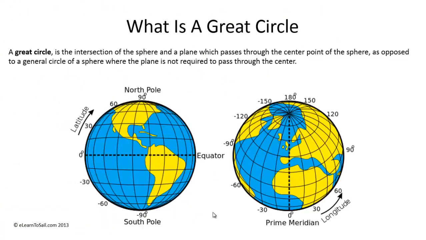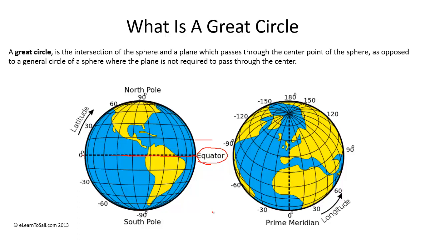So now we're going to get back to some definitions. What is a great circle? This is a really important concept in navigation. A great circle is the intersection of the sphere and a plane which passes through the center point of that sphere. So in other words, the equator is a great circle, because if you took a bandsaw and cut the globe through the equator, it would also go through the center of the Earth.